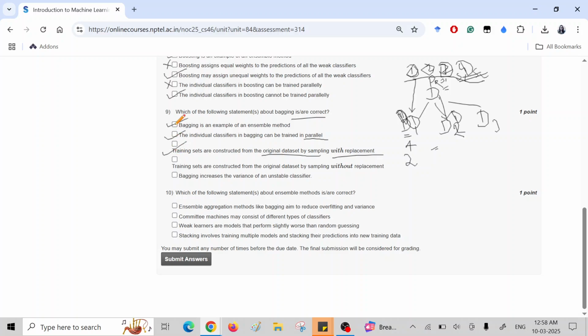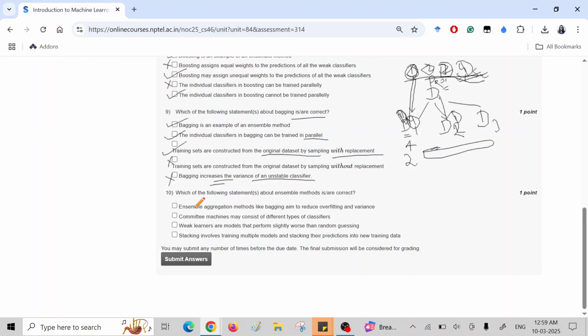So for question number 9, A, B, C are all correct till now. Let's see option D. Training sets are constructed from the original dataset by sampling without replacement. No, this is not correct. In case of without replacement, once we draw sample 1, it will not be added back to the population. Bagging increases the variance of an unstable classifier. No, bagging actually decreases the variance after we take the final classification. So that is also wrong.